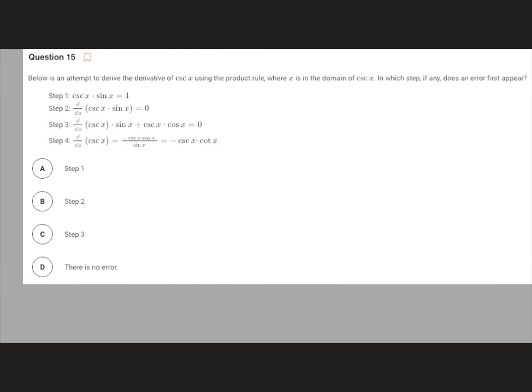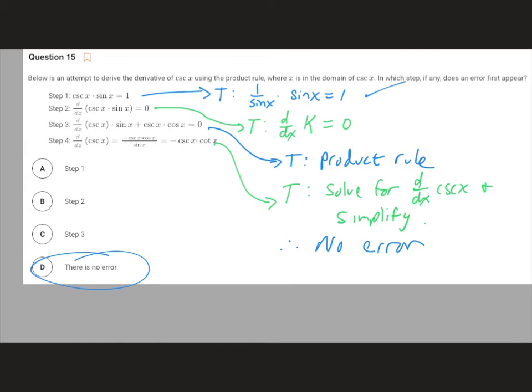Next one, below is an attempt to derive the derivative of cosecant x using the product rule, where x is in the domain of cosecant x. In which step, if any, does an error first appear? So you have to error check somebody else's work. This is kind of an unfortunate question because there is no mistake. Every single step is correct.